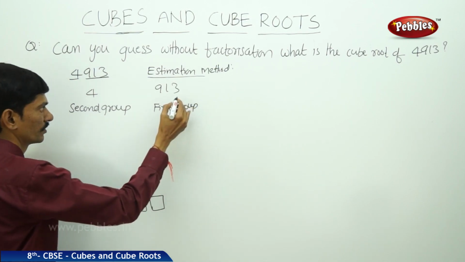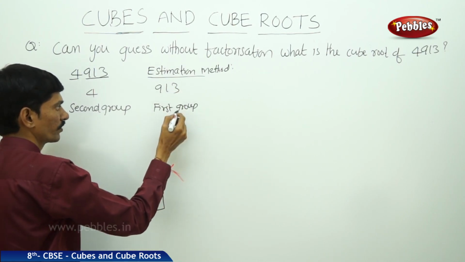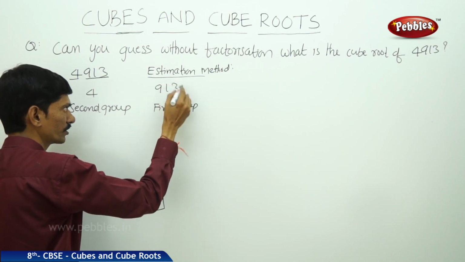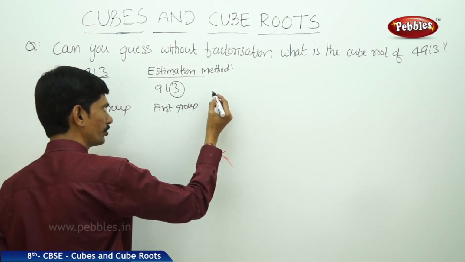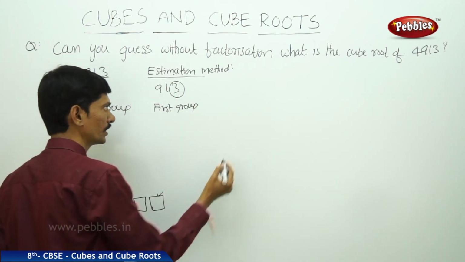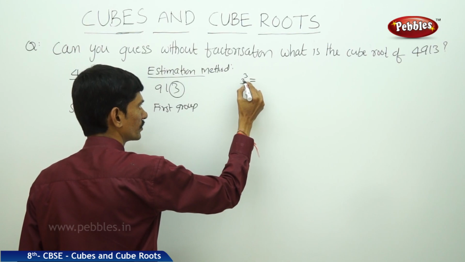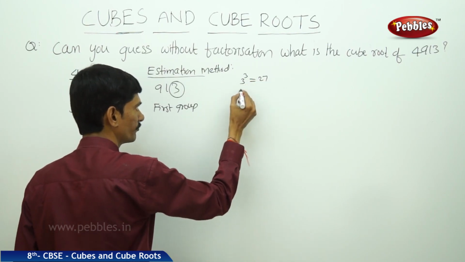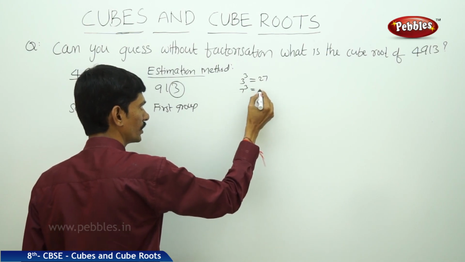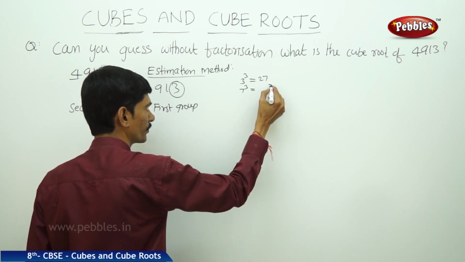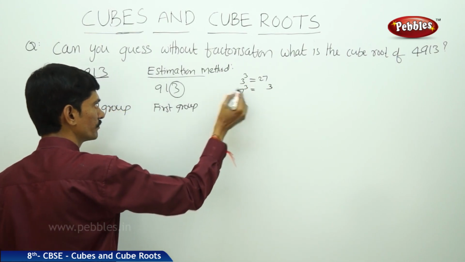To find the ones place of the cube root, we consider the first group, and in the first group what is the units place? That is 3. If a perfect cube ends with 3, then its cube root ends with 7, because 7 cube: 7 7s are 49, 49 into 7 is 343, and the last digit is 3. So if a number ends with 3, then its cube root ends with 7.